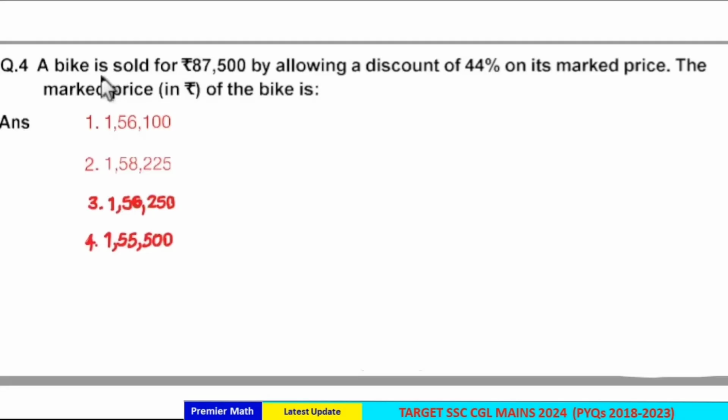Option A. A bike is sold for rupees 87,500 by allowing a discount of 44% on its mark price. The mark price of the bike is.